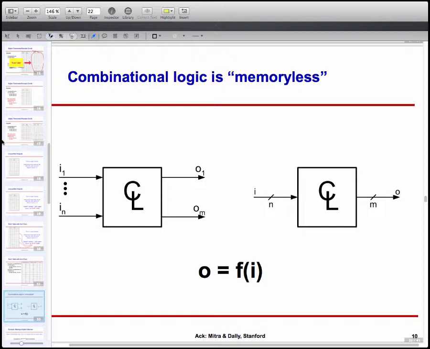These are memoryless because they don't know anything about the history. At any given time, I don't care what the previous inputs were. All I do is make sure I compute the new output corresponding to the new input.